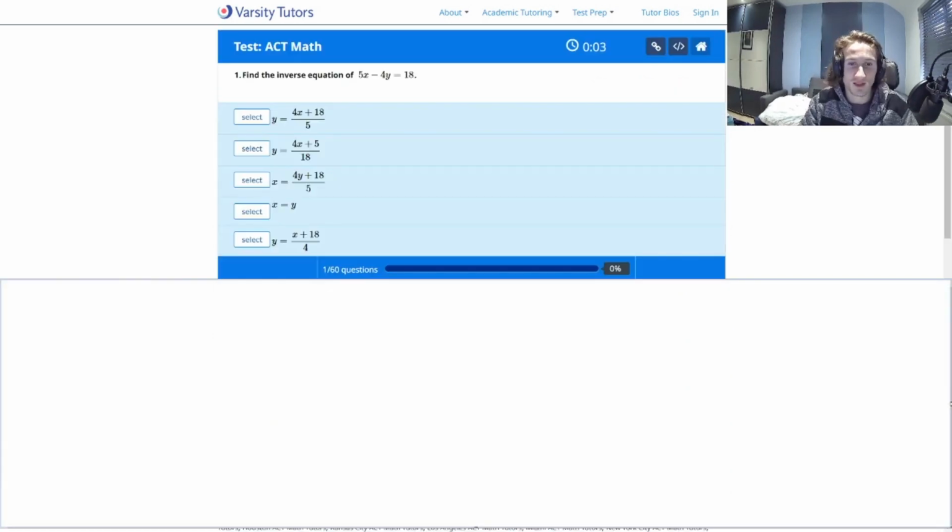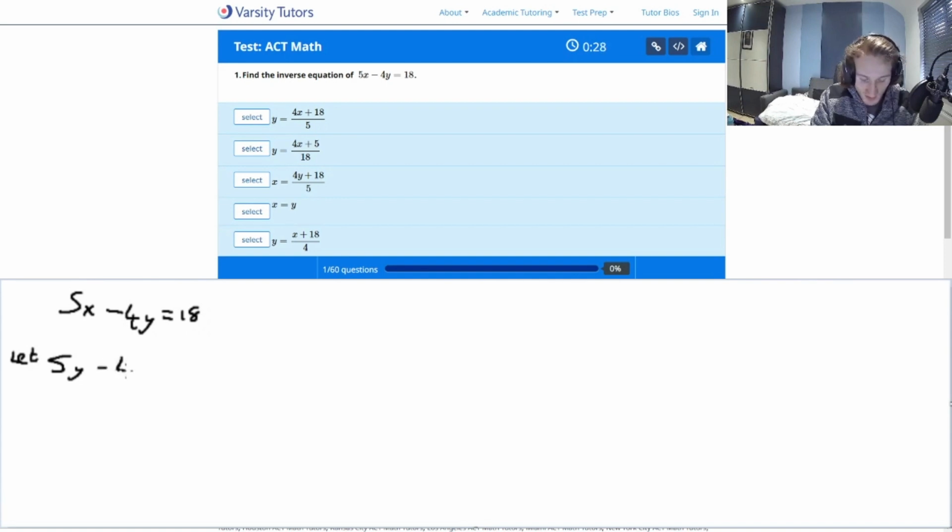So find the inverse of the equation 5x minus 4y equals 18. Okay, so that's just making y the subject. So therefore, what we're going to do is put y on each side. So minus 4y is equal to 18 minus 5x. Then we're going to divide by 4, so 18 minus 5x over 4... minus 18 plus 5x over 4 is equal to y.